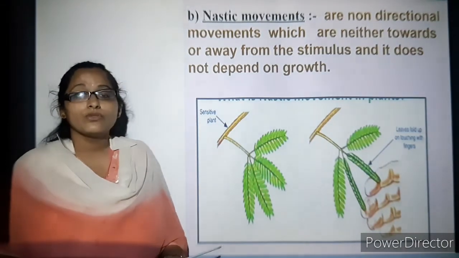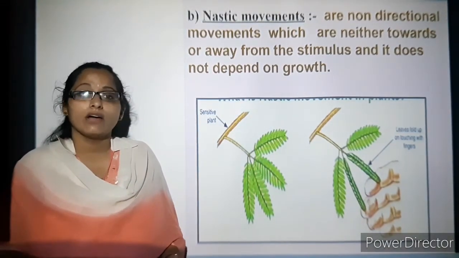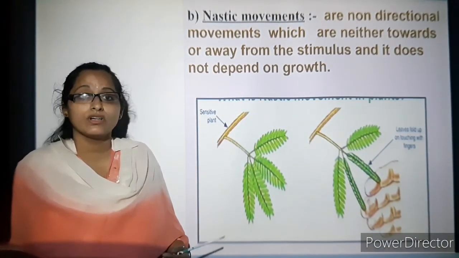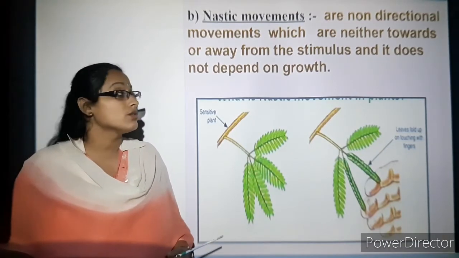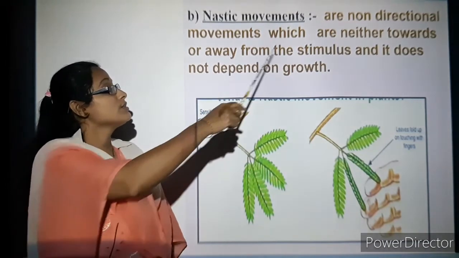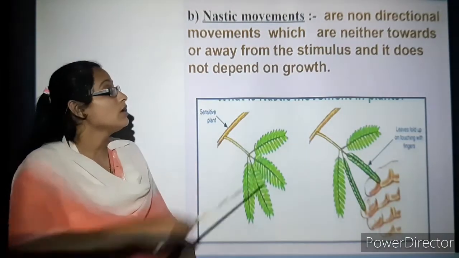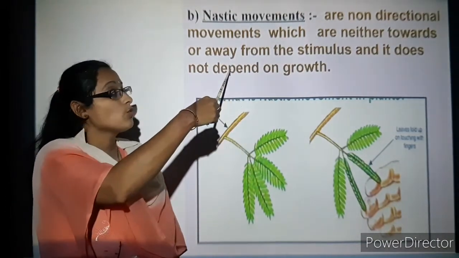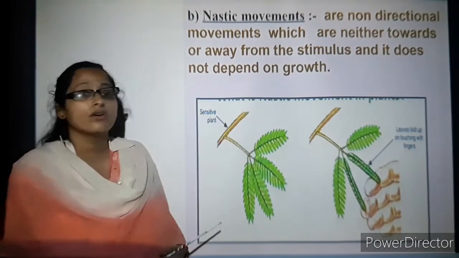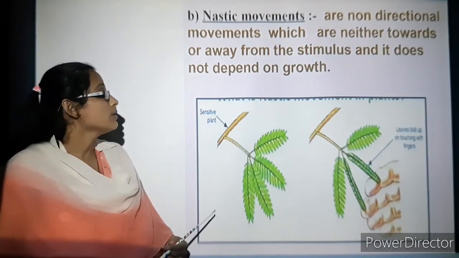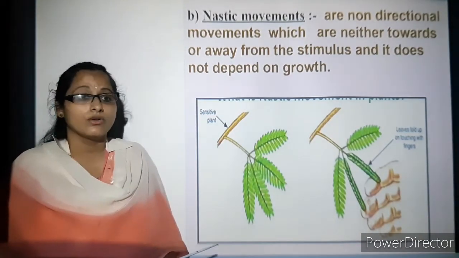So next, coming to nastic movements. Till now we have seen the movement of the plants towards and away from the sources or stimulus. Here there is no movement at all. So they are non-directional movements which are neither towards nor away from the stimulus. So it does not depend on the growth.